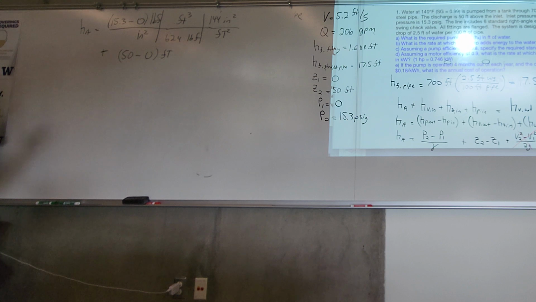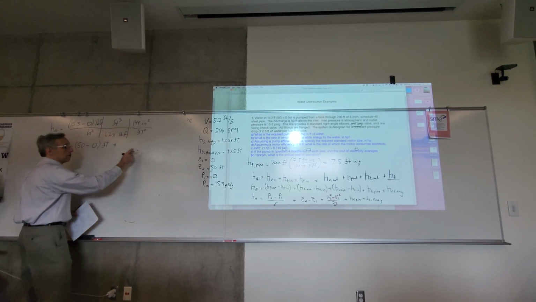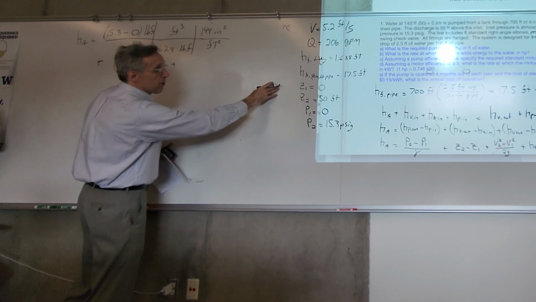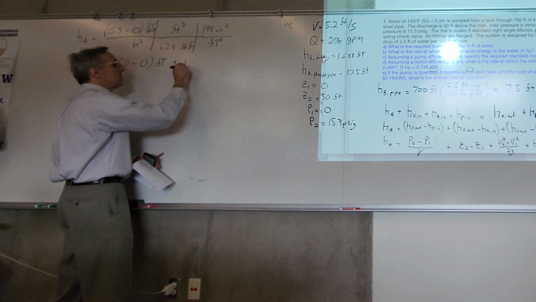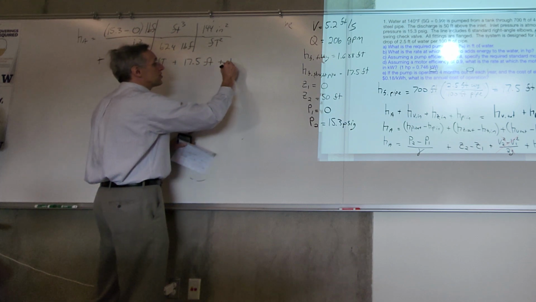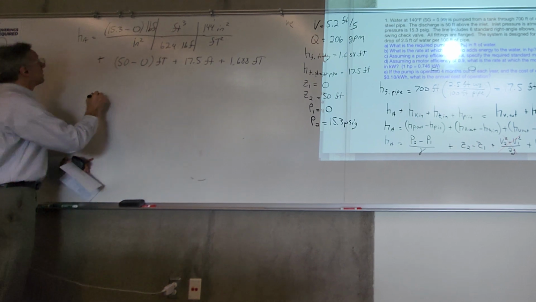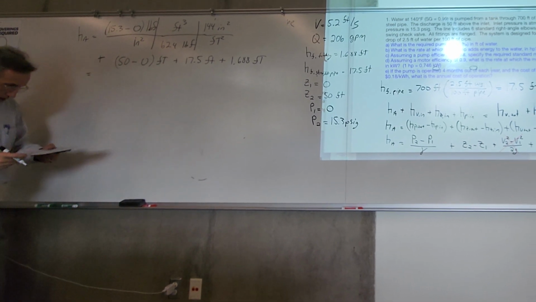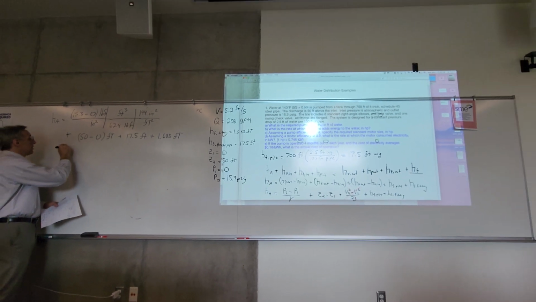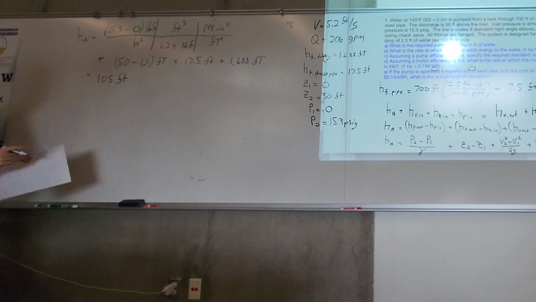And then the velocity term is 0, no change in velocity. And now we just add our losses from friction. So our friction loss from straight pipe is 17.5. And then our fitting loss is 1.688 feet. And when we sum all that up, we get about 105 feet.